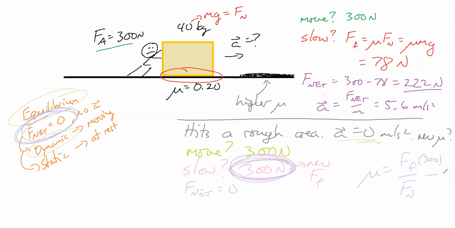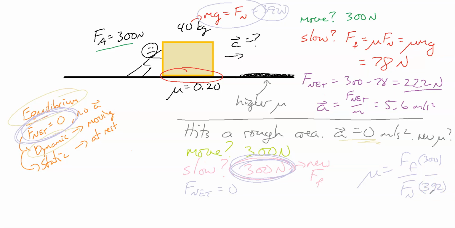And my Fn has never changed. My Fn has always been the same. My Fn is still going to be the mg for my box, which is the 40 times the 9.81. There's the Fn right there. If we punch out that mg, this is actually 392 newtons. That's the actual weight of the box, which is also our Fn. So this is going to be 392 right there.